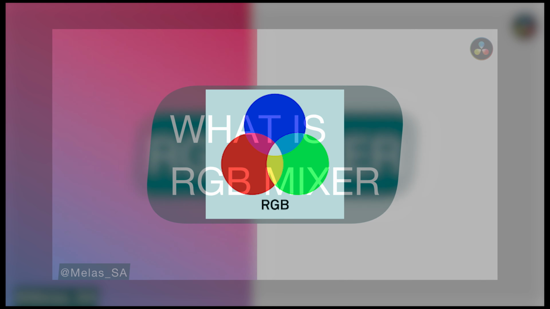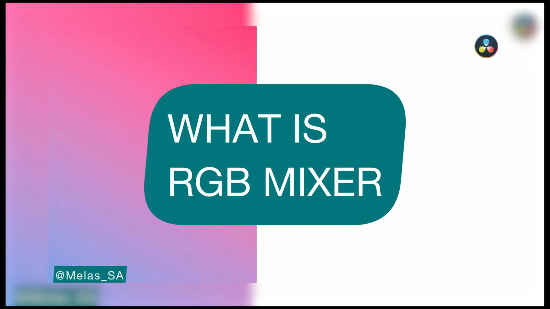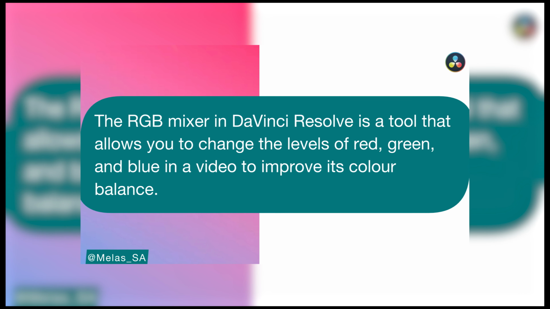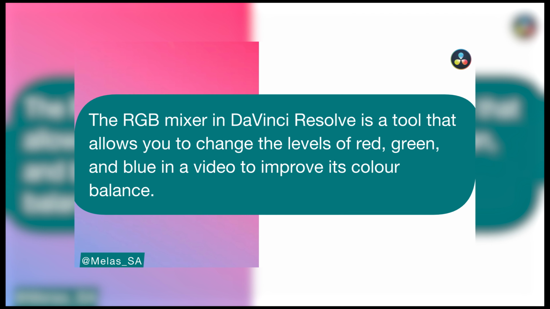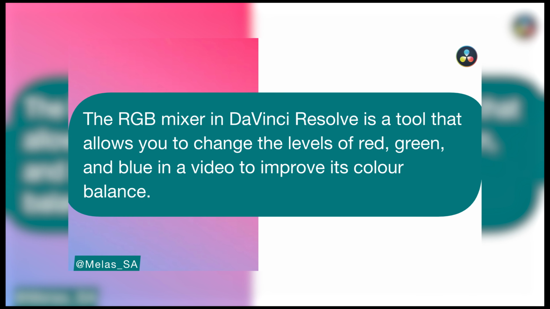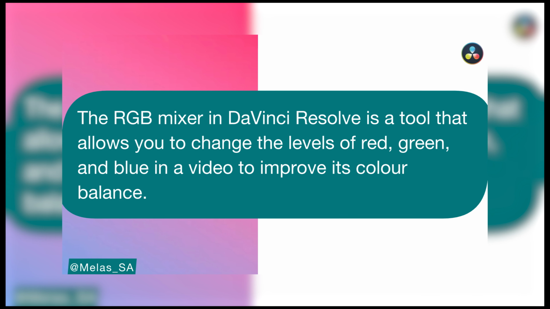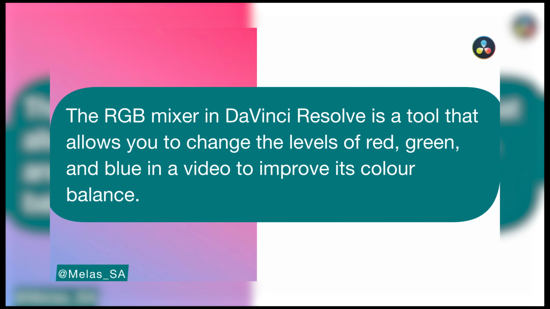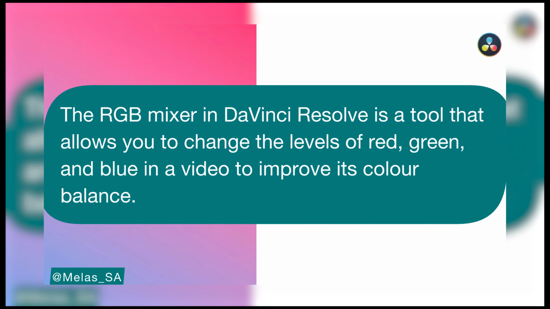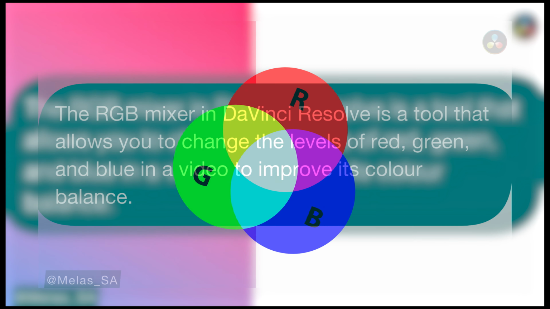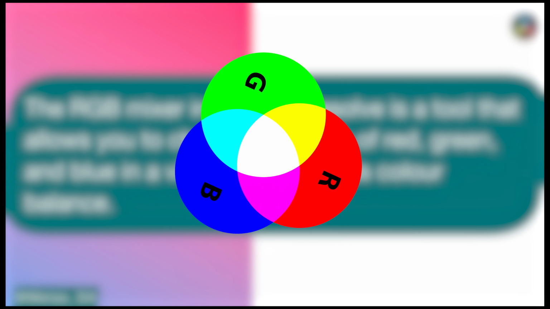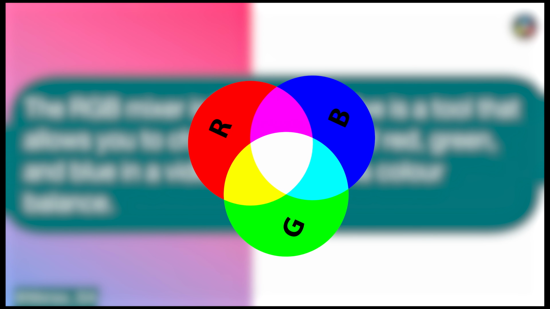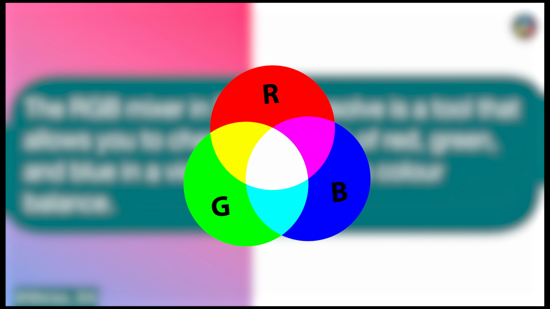And what is the RGB mixer? The RGB mixer in DaVinci Resolve is a tool that allows you to change the level of red, green, and blue in a video to improve its color balancing. This means that you can use the RGB mixer to correct your white balance, and it helps you make the image look clean, to have a clean key that doesn't affect your blacks and your whites. You can also use the RGB mixer to increase saturation in your video and your image, and also to create a look with it. So let's go over it, then I'll show you how it works.